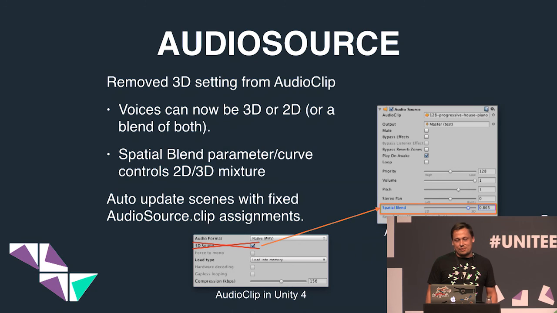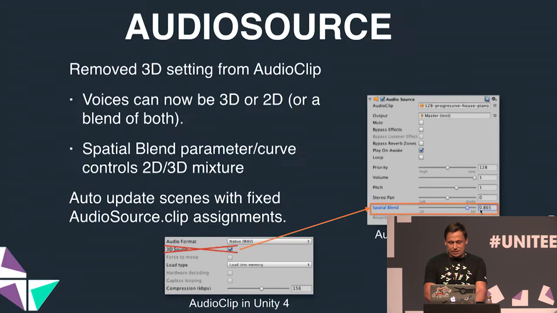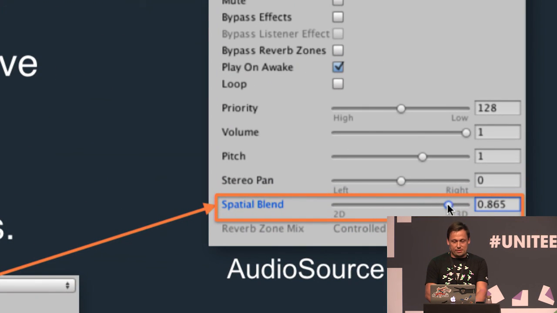We've also changed some things on the audio source side. We no longer have the 3D property on the audio clip. We took that and actually moved it into the audio source. And the way we moved it, it became this spatial blend slider. So you can actually now define the sound to be a hybrid between 2D and 3D.